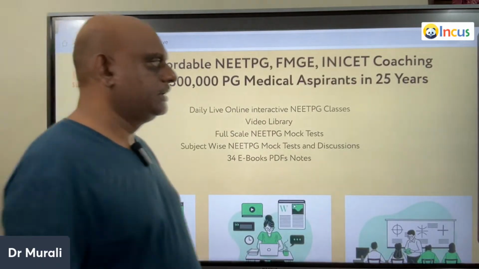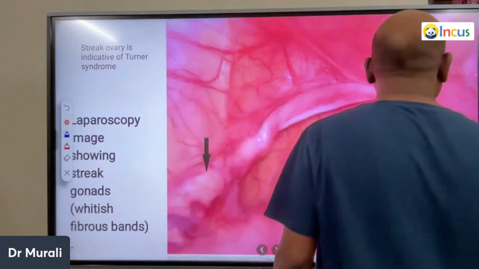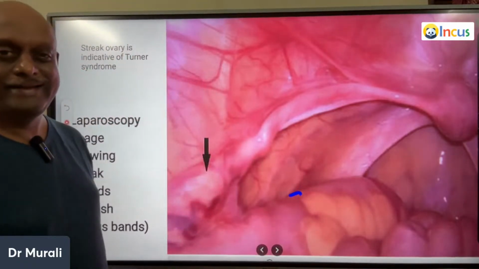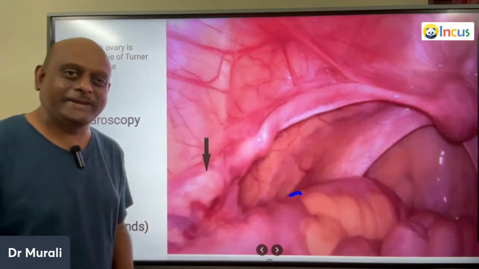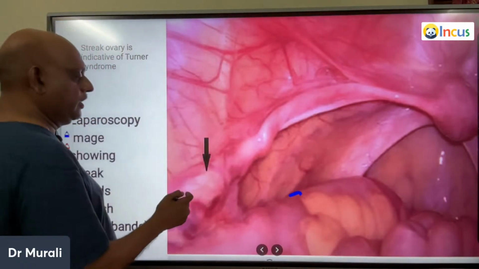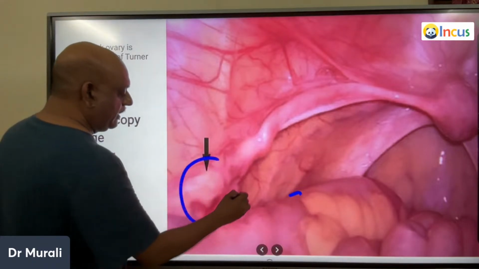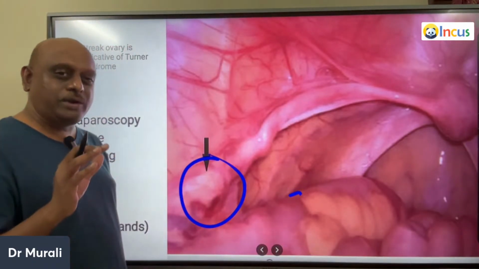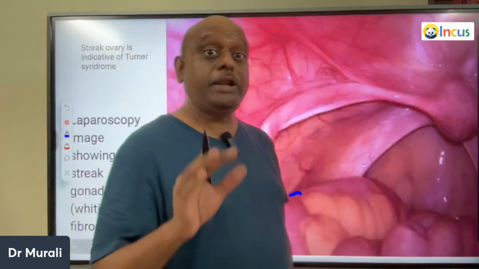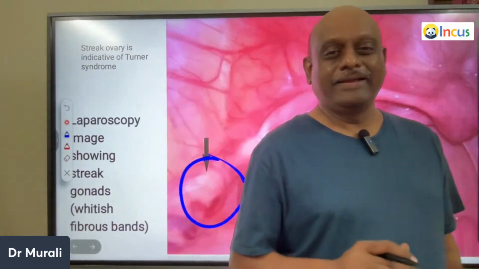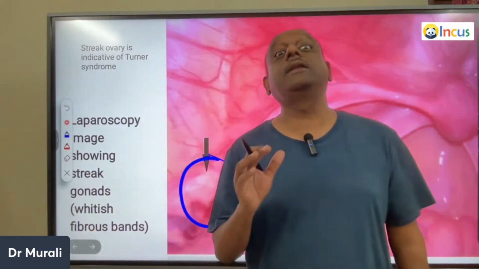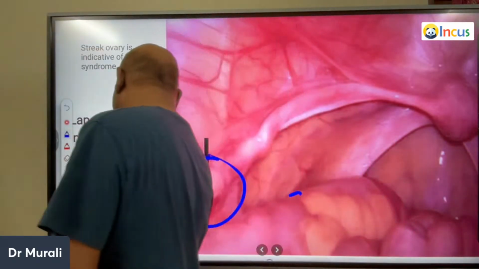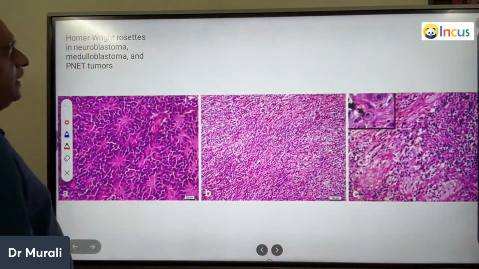So doctor, continuing our journey, what are you seeing here when you have done the laparoscopy? In the laparoscopy, you are able to see the streaky gonads. Streaky gonads, primary amenorrhea. Where do you see, doctor? We see it in Turner syndrome, where the karyotype is XO, is what you need to remember.